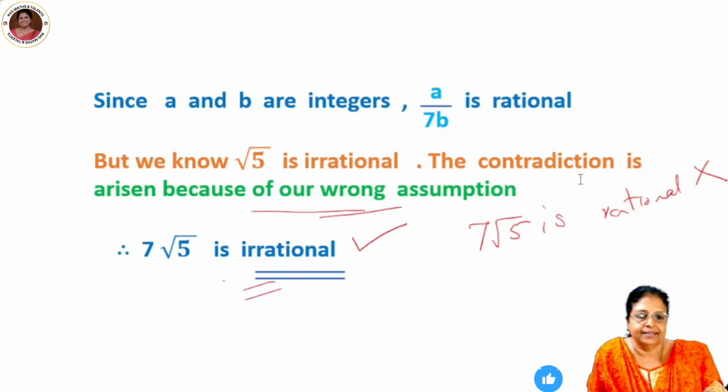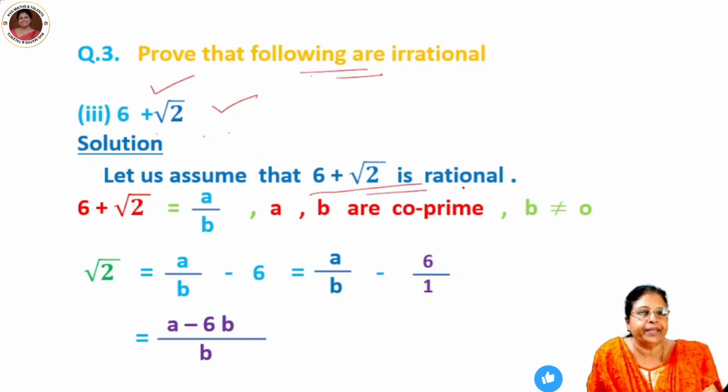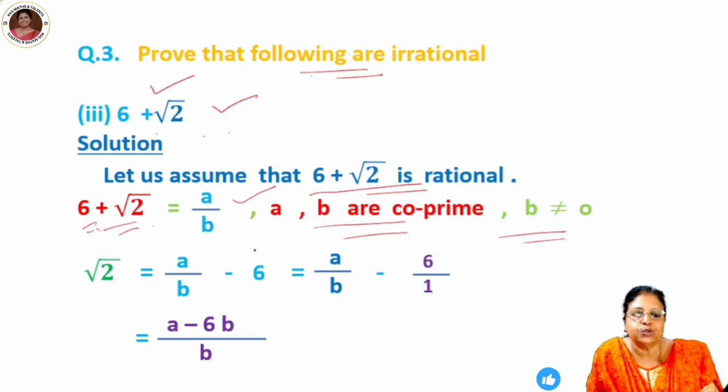Then come to the third one. Prove that the following are irrational. 6 plus root 2. So here we have to prove 6 plus root 2 is irrational. So we assume that 6 plus root 2 is rational. We can express 6 plus root 2 equal to a upon b, where a and b are co-prime and b is not equal to 0. Then you can take this 6 to this side. Here it is addition. When it comes to this side, it becomes negative. Root 2 equals a upon b minus 6.